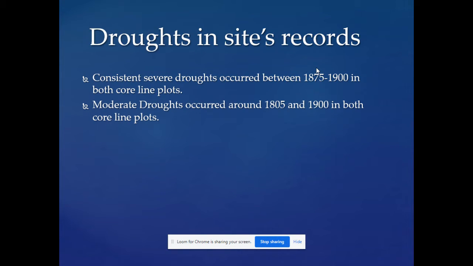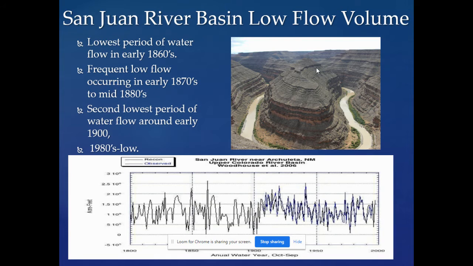Droughts in the site's records. Again, this is all just a research project. Were there any droughts in those areas? San Juan River Basin, low flow volume. The lowest period of water flow was in the early 1860s, with frequent low flow occurring in the 70s and 80s, and the second low flow period was in the 1900s. Here's a map of that low flow.